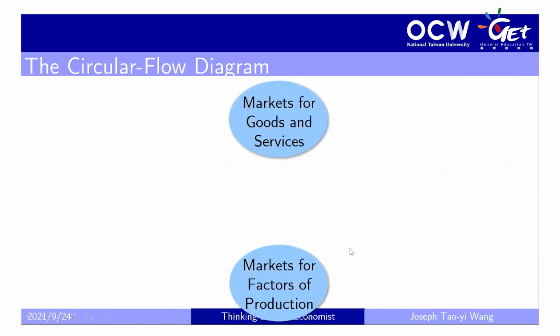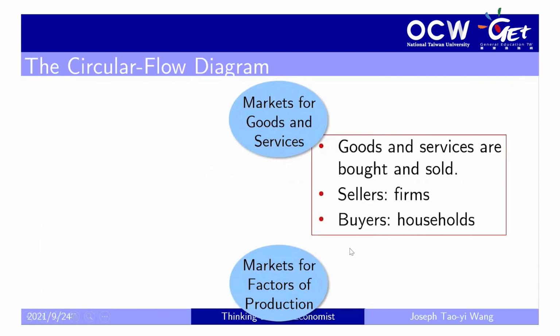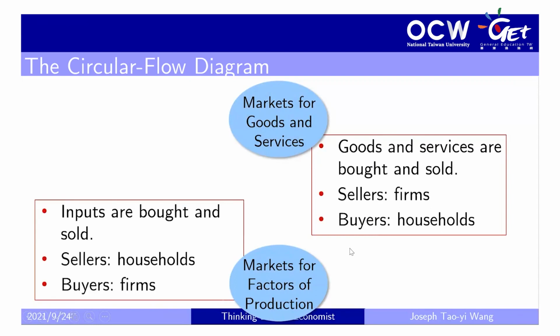So we have two markets. One is the markets for goods and services. The other is the markets for factors of production. In the goods and services markets, the seller is the firms and the buyer is the household. For the markets of factors, which are inputs, the households sell to the firms. So the buyers are the firms, and the sellers are the households. These are the flip side of each other.